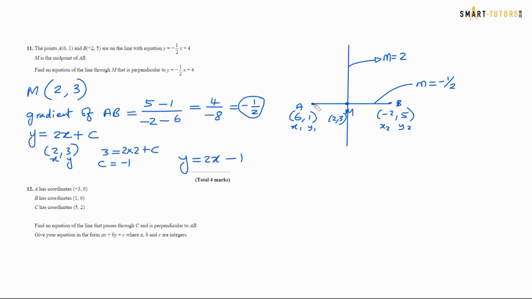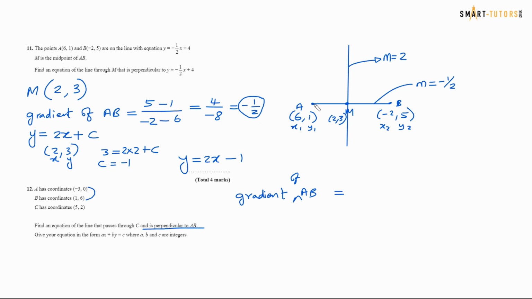Question number 12. A has a coordinate of (minus 3, 0), B has a coordinate (1, 6), C has a coordinate of (5, 2). Find an equation of the line passing through the C and it's perpendicular to AB. So same concept. So the gradient of AB is the first step. Because we need to find the equation perpendicular to AB, before we go to the perpendicular, we need to find out the gradient of AB first.